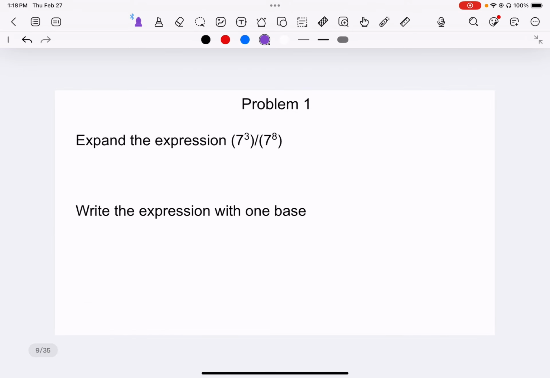Expand this expression, 7 to the third over 7 to the 8th. So I'm going to first expand it, which means I have 7 times 7 times 7 over 8 sevens. Now I can cancel out 3 from the numerator and 3 from the denominator, and I'm left with 5 in the denominator, and nothing in the numerator, so I'm just going to put a 1. So my final answer would be 1 over 7 to the 5th.